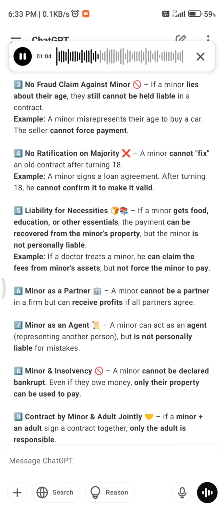4. No ratification on majority. A minor cannot fix an old contract after turning 18. Example: a minor signs a loan agreement. After turning 18, he cannot confirm it to make it valid.